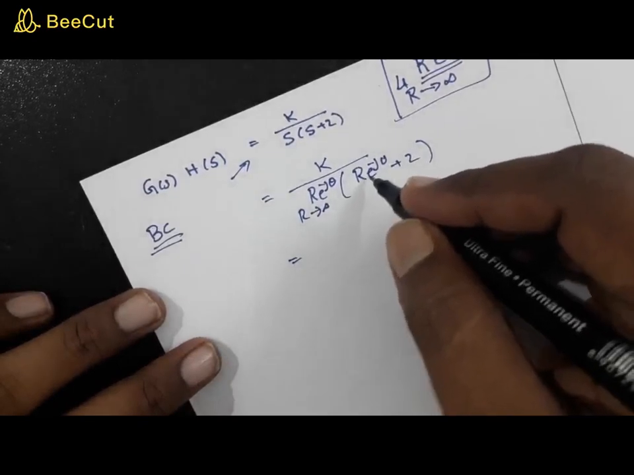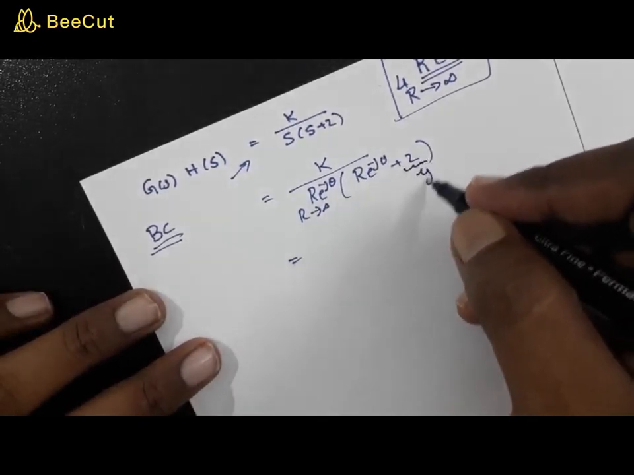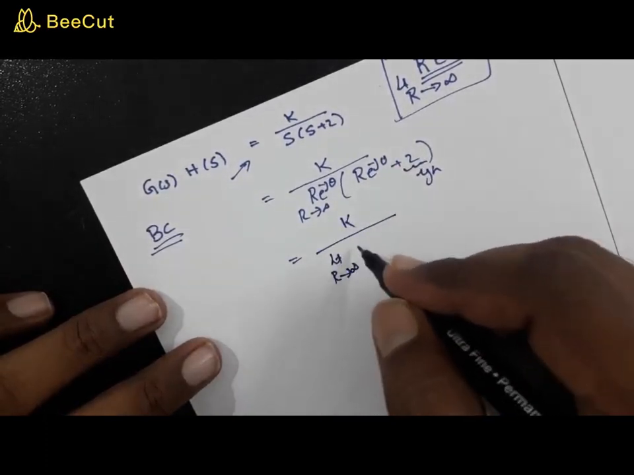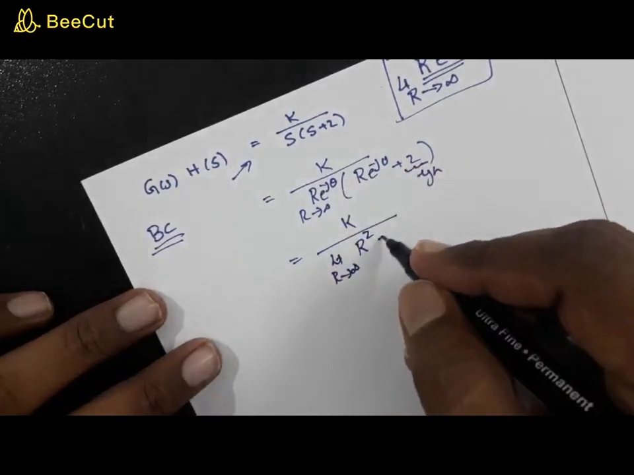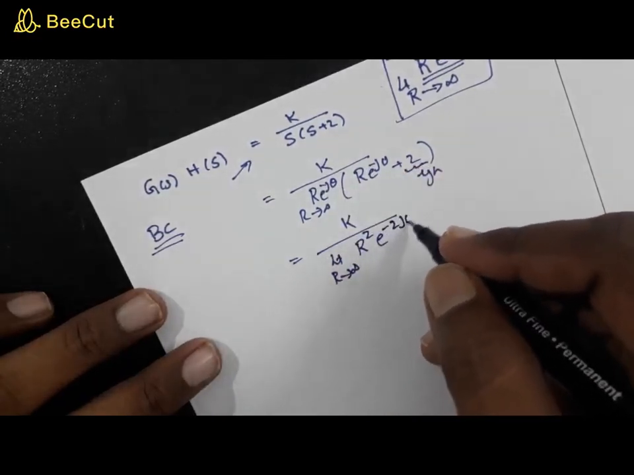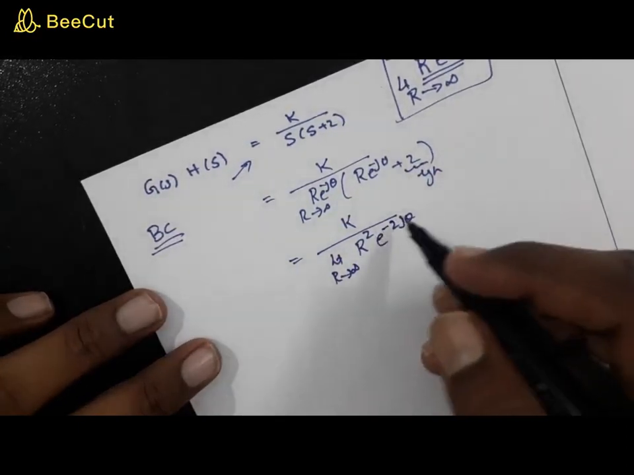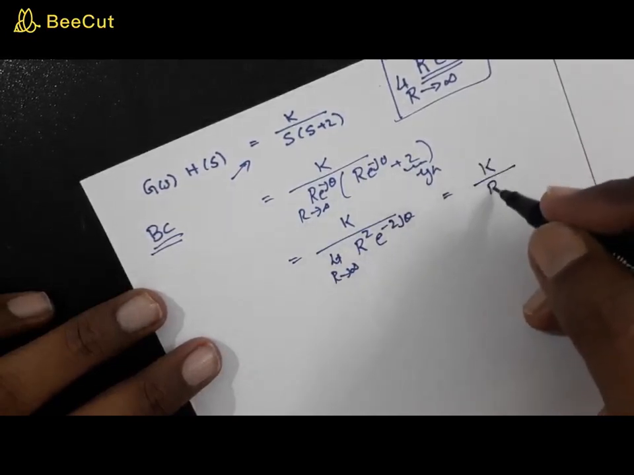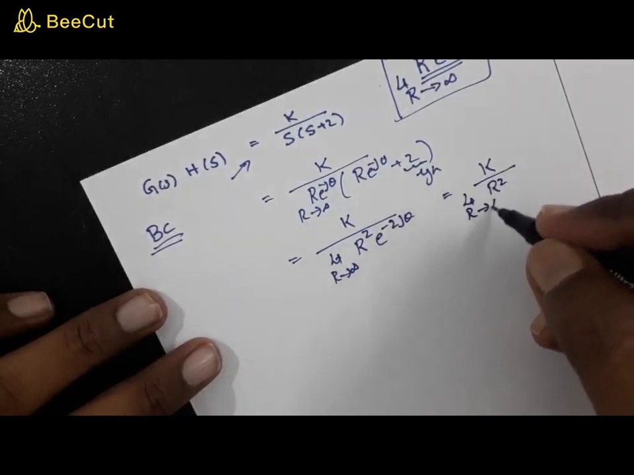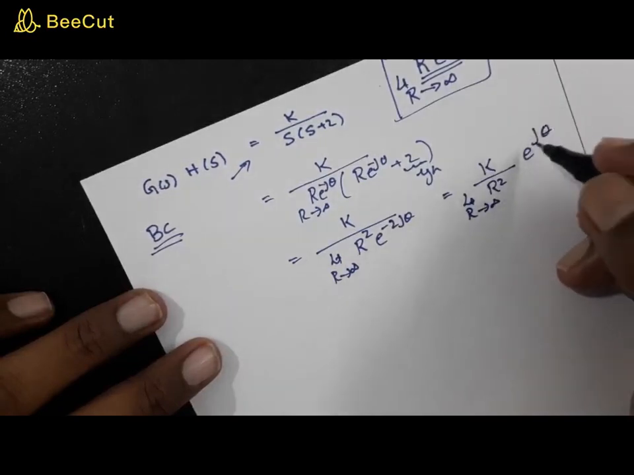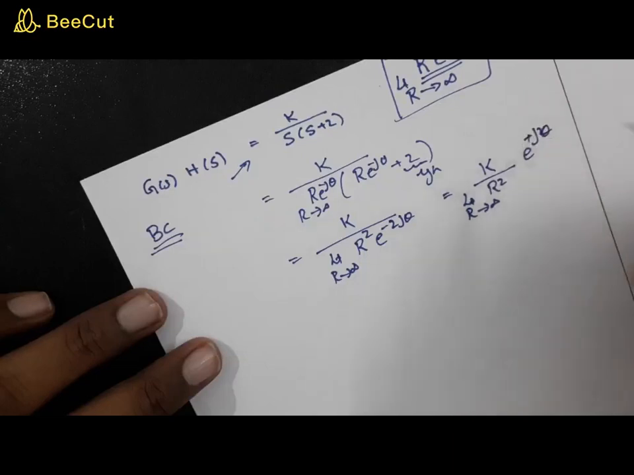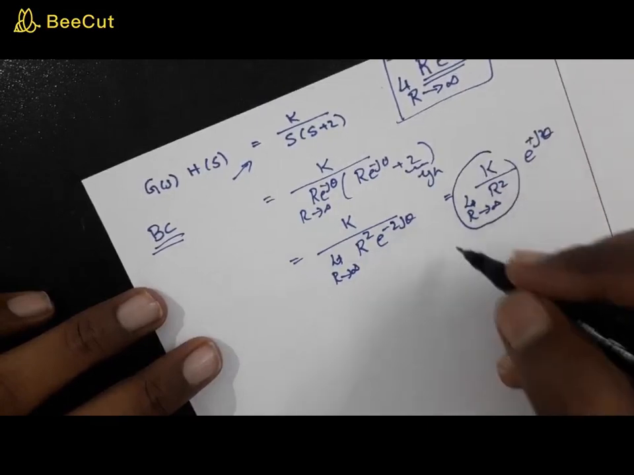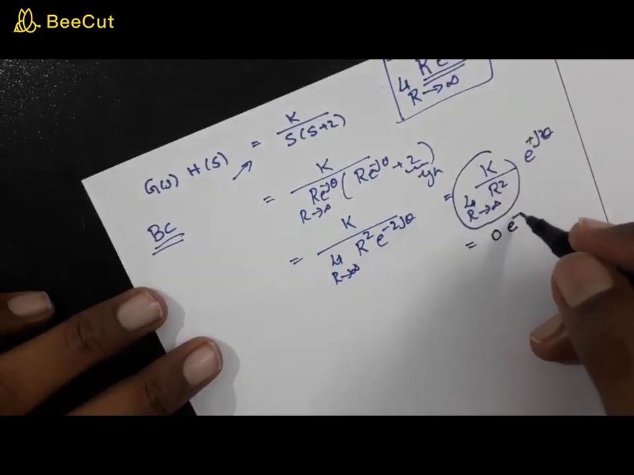Now, since r is infinity, r is a very large quantity, you can ignore this term, so that this becomes k by limit r tends to infinity, this is r square e raised to minus j 2 theta. So this 2 has no relevance anyway, this just represents the angle. So this will be k by r square, limit r tends to infinity, e raised to plus j 2 theta. That means what is this? When you apply the limit r tends to infinity, this becomes 0 e raised to plus j theta.